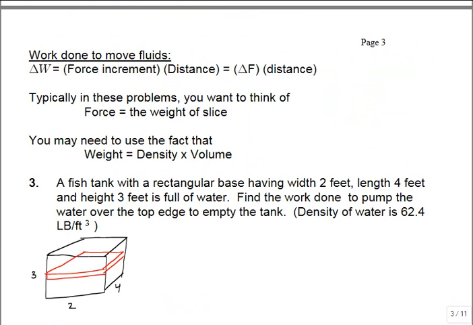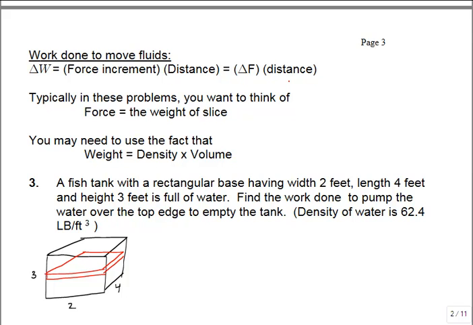So now we're going to move into a different kind of work problem. These tend to be a little bit tougher to do. These are going to be work problems on moving fluids, how much work it takes to move some fluid. So in these problems, our amount of work, our change in work, is going to be our force increment times our distance, or our change in our force times the distance that we need to move it.